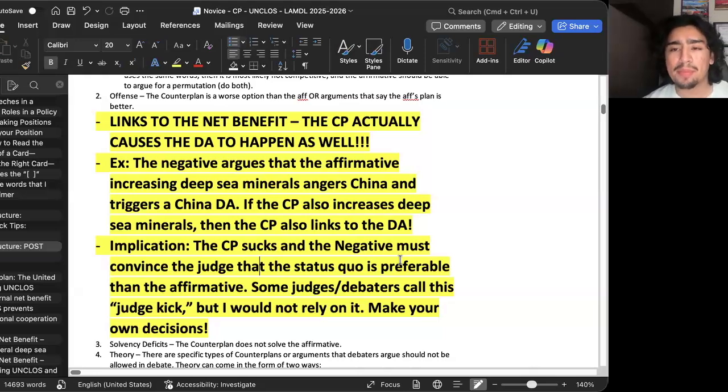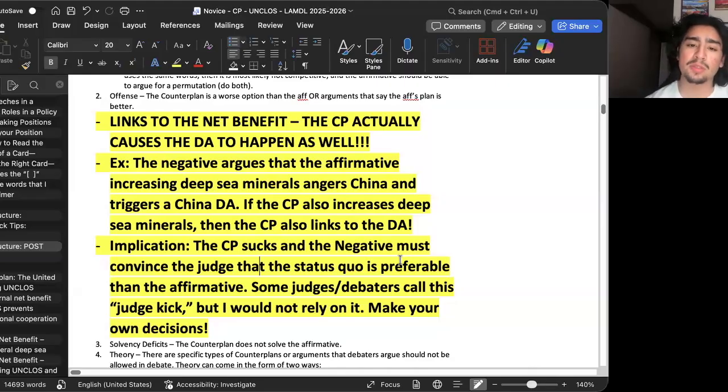So remember, the net benefits to a counterplan are things that are exclusive advantages to the counterplan or disadvantages that the aff plan causes but the counterplan avoids. Links to the net benefit argument just means that the counterplan actually causes the disad to happen as well. So let's walk through an example of how this can pop up. This example says the negative argues that the affirmative increasing deep sea minerals angers China and triggers a China dissent. Some war starts. I don't know. China dissent, whatever. If the counterplan also increases deep sea minerals, then the counterplan also links to the disadvantage, right?